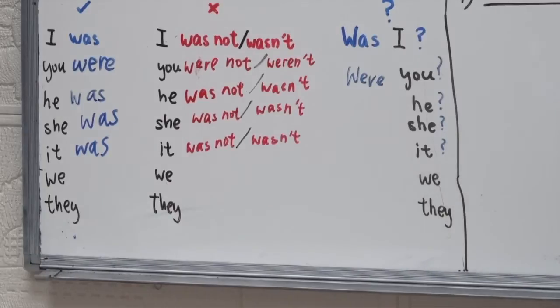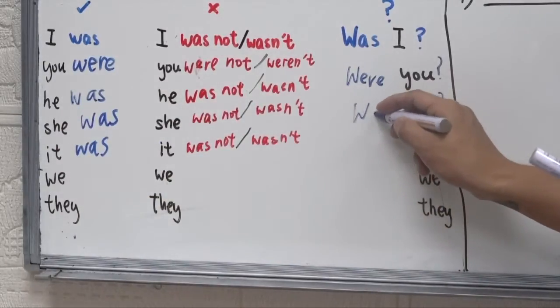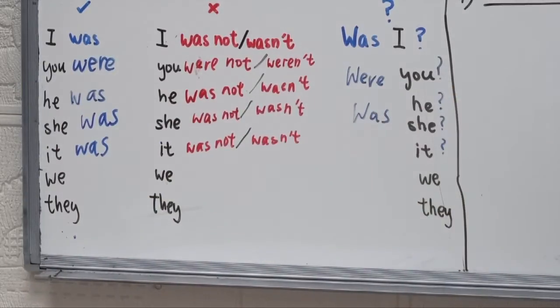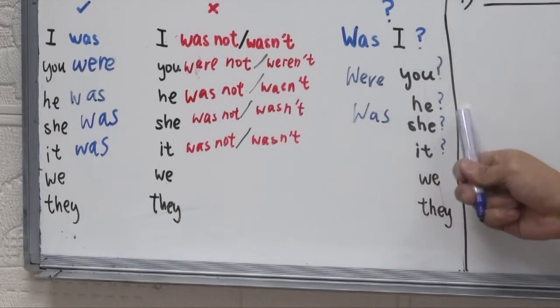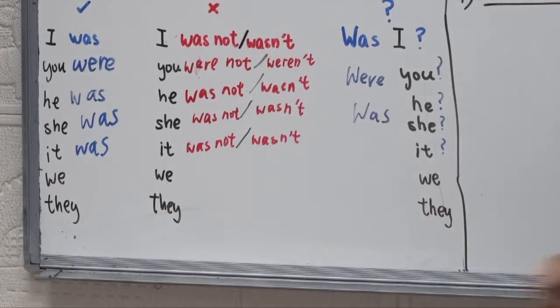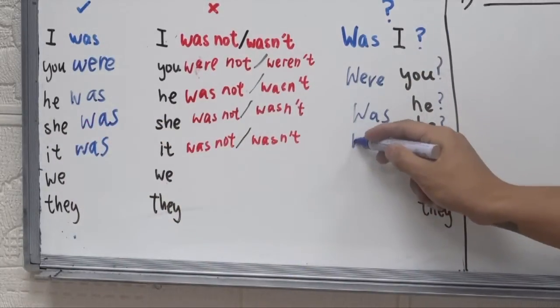What should I put for he? Very easy, right? You just swap this one. So it will become, was he? Right? Was he a very naughty baby? Alright? Now let's go to she. She, a very good girl, right? So you just swap it again. So she was will become was she.